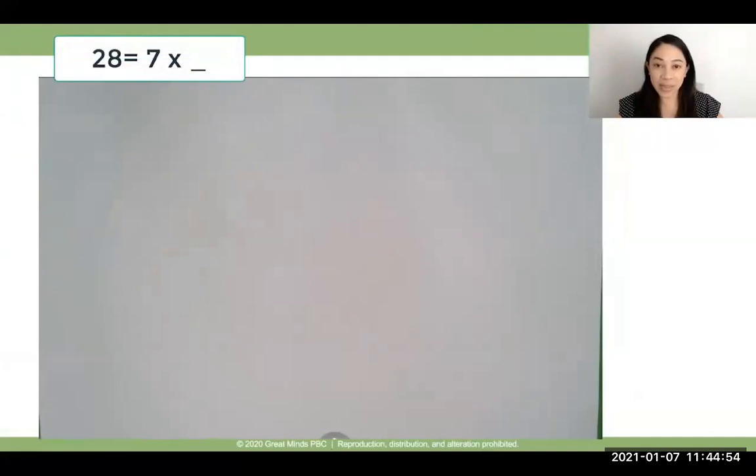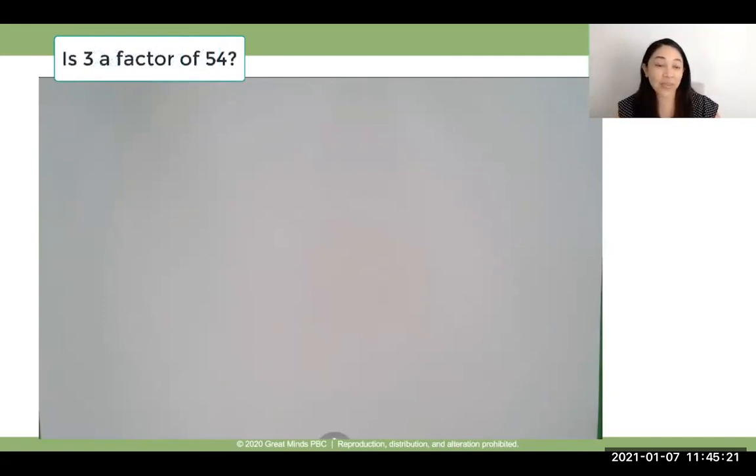Today's lesson is all about using division and the associative property to test for factors. 28 equals 7 times blank. What's the unknown factor? 4. How did you find the unknown factor? Maybe you already knew your 4 facts, or perhaps you divided 28 by 7, which equals 4.